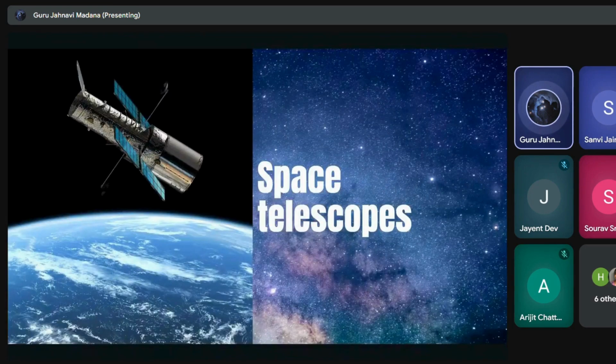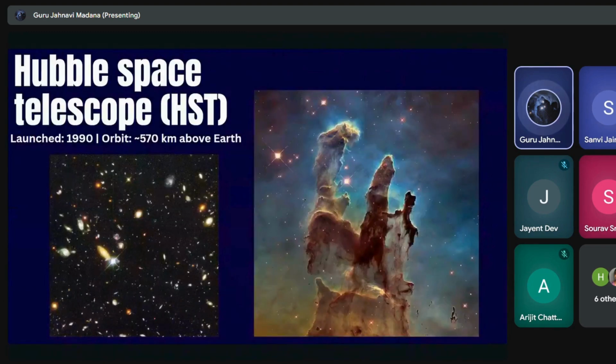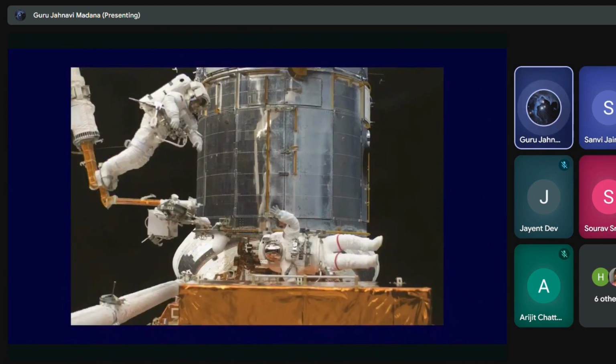So then came a revolutionary moment in astronomy. We said, why not take the telescope to space? And that's when Hubble happened. It was launched by NASA in 1990. The Hubble Space Telescope orbits just above the atmosphere, giving us crystal clear images free from Earth's turbulent atmosphere. Think of Hubble as the telescope that made the universe look so iconic. And it's been working for over 3 decades. It was even serviced in space by astronauts during shuttle missions.